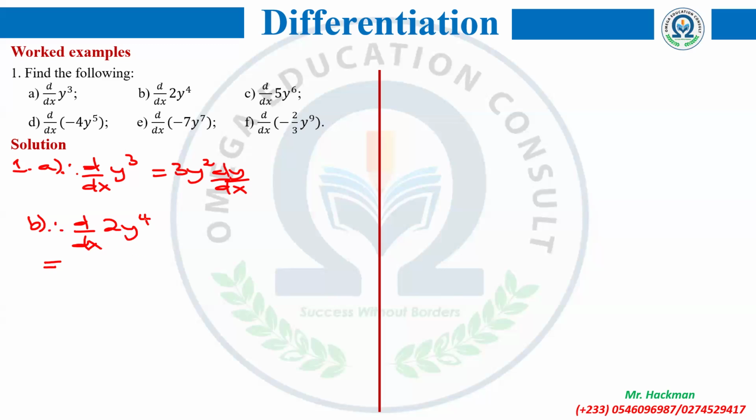So now you know what the rule is. Bring the power down. Is that not it? If you bring the power down, it will multiply the 2, so that will give us 8y. You keep your variable y and reduce the exponent by 1, so that will give us 3. But that's not all, because the variable here is not the same as the variable that you are differentiating with respect to, so that factor dy/dx will come in.